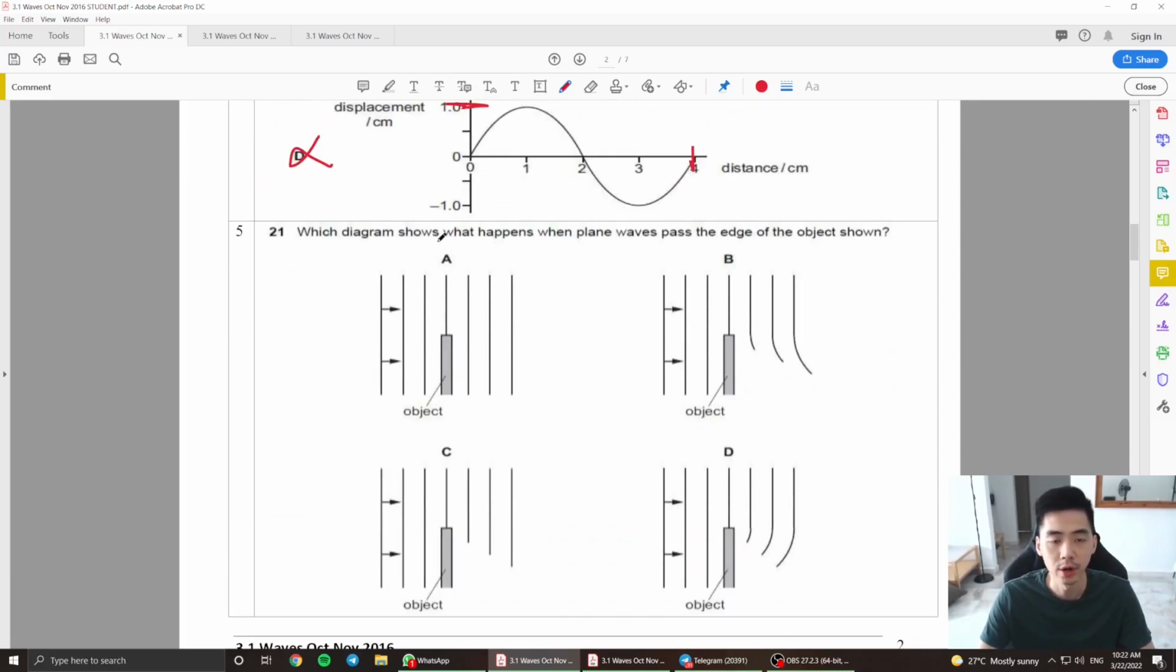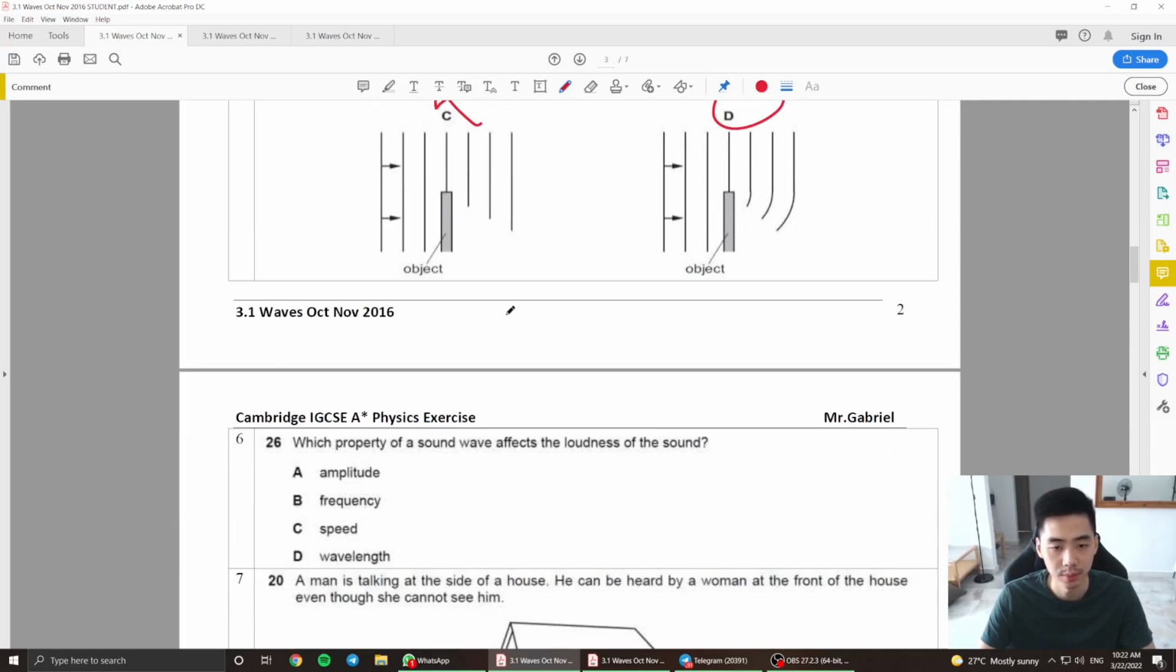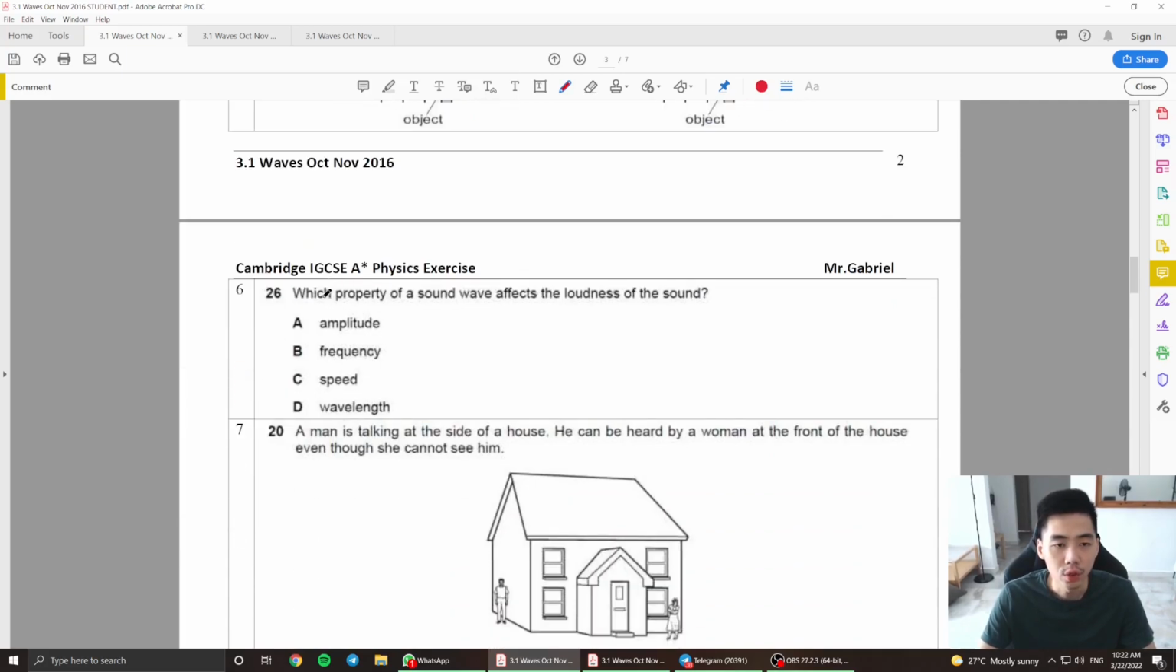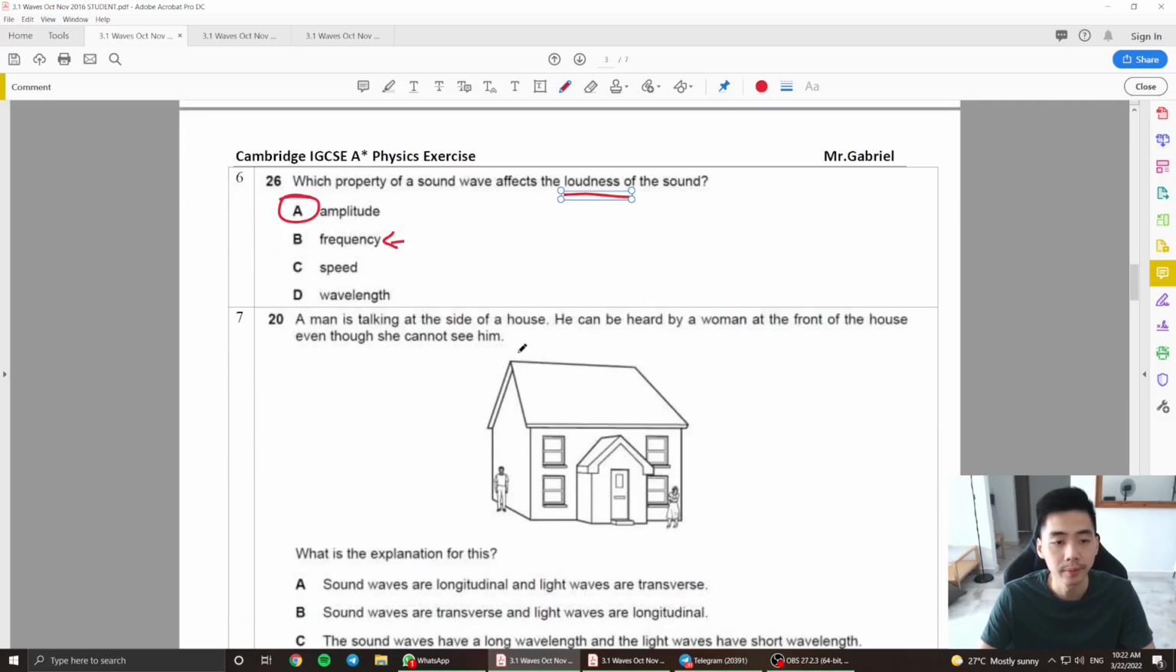Then after that, which diagram shows what happens when a plane wave passes the edge of an object? This here is essentially diffraction, right? And looking at all these answers, I don't think the others are logical and not much explanation is needed. Which property of a wave affects the loudness of the sound? Loudness is always to do with amplitude. Frequency is the pitch here.